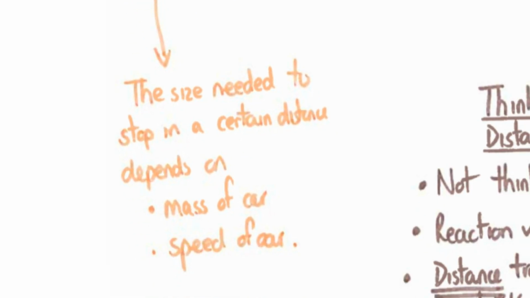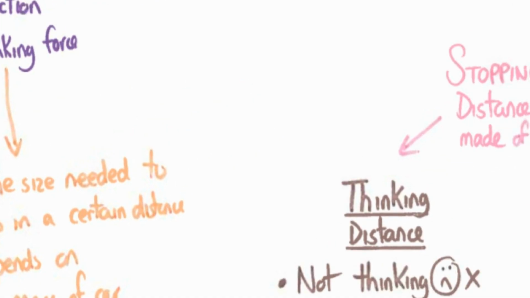Now, the force needed to stop a car in a certain distance depends on the mass of the car, how many kilograms it's got, and the speed of the car. So let's imagine you've got to stop it in 10 meters. Well, obviously, if you've got a car that has a massive amount of mass, it's going to be harder to stop than something that weighs, say, 1 kilogram. And the same goes for the speed. If you're doing 100 miles an hour and need to stop in 10 meters, that's going to be impossible, unless you hit a wall. But if you travel at, say, 1 mile an hour, it's an easier thing to do.